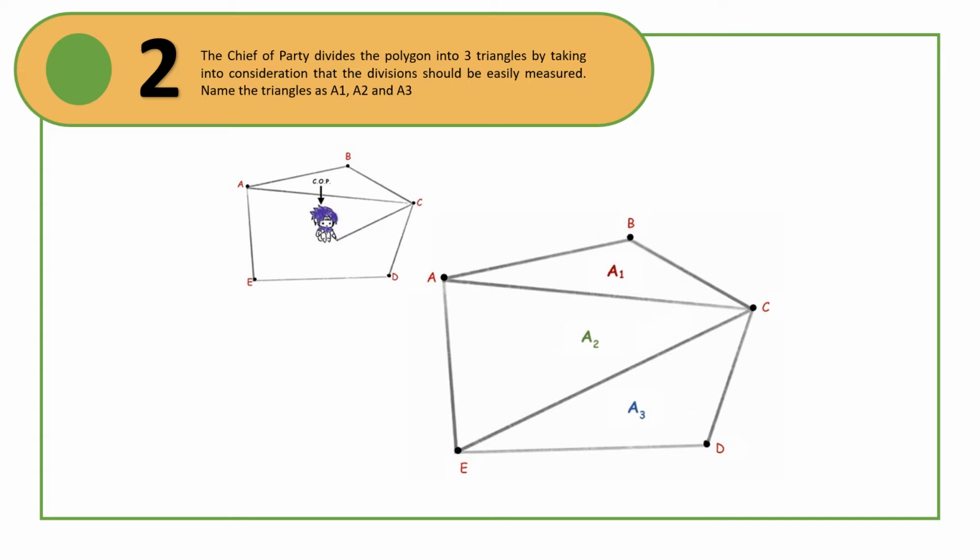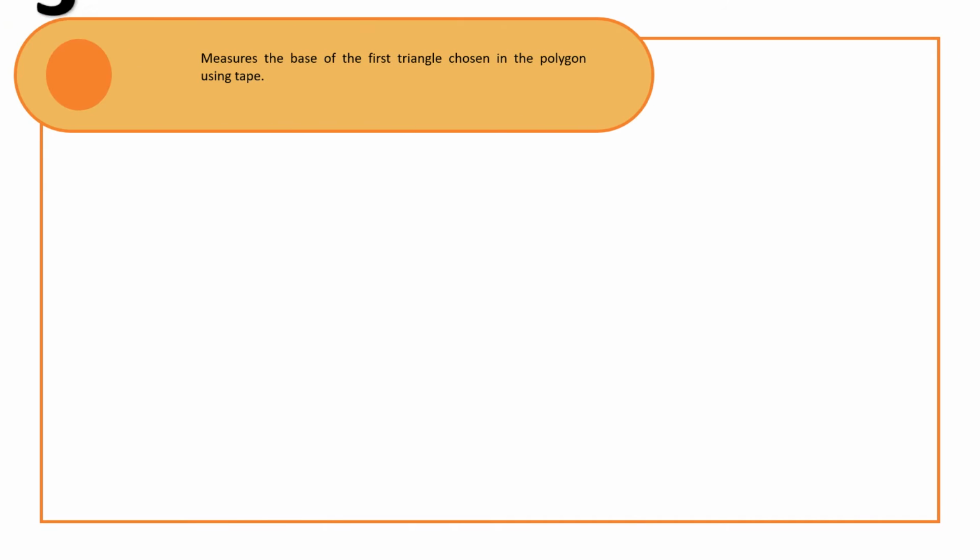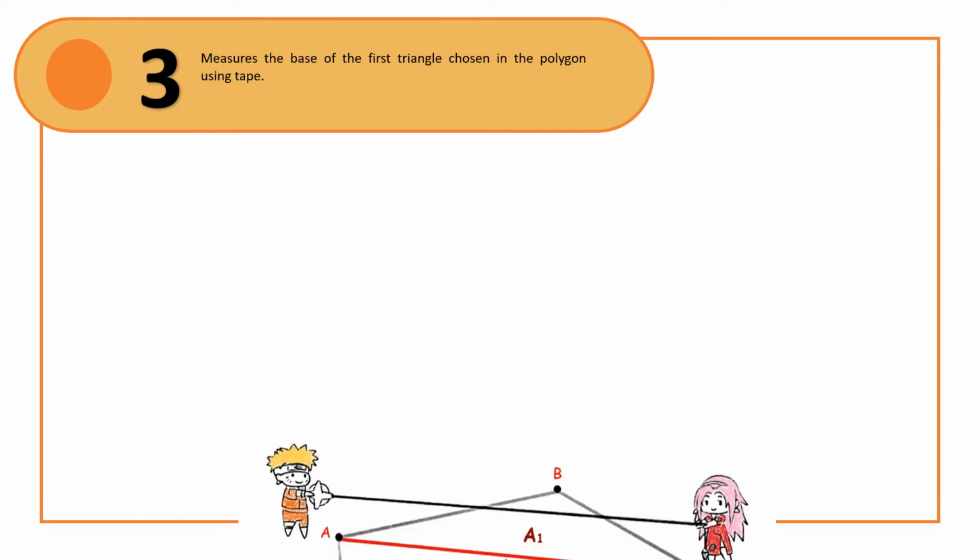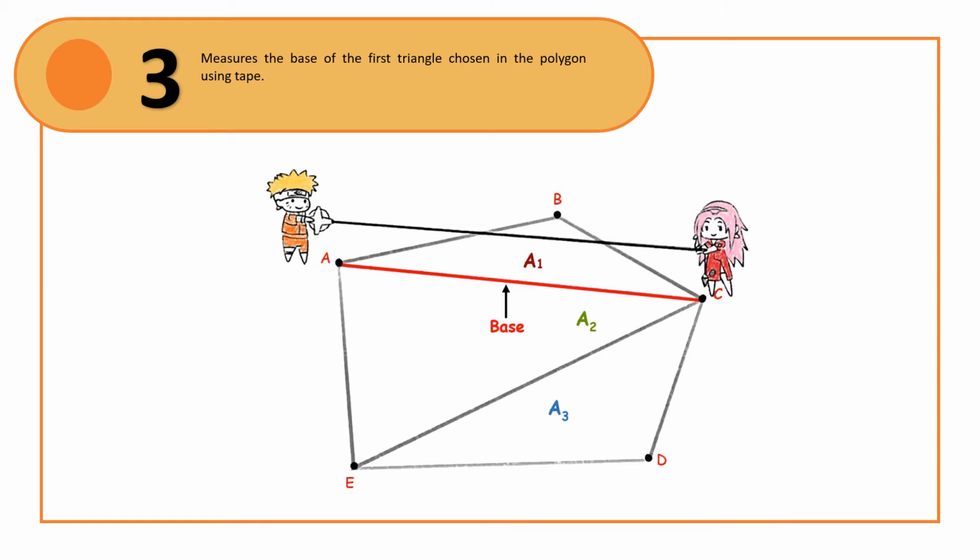Step number 2. The chief of party divides the polygon into 3 triangles by taking into consideration that the division should be easily measured. Name the triangles as A1, A2, and A3. Step number 3. Measures the base of the first triangle chosen in the polygon using tape.